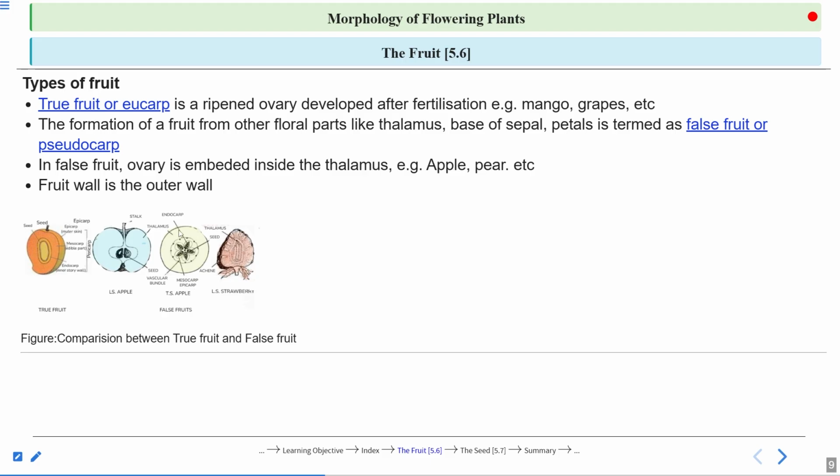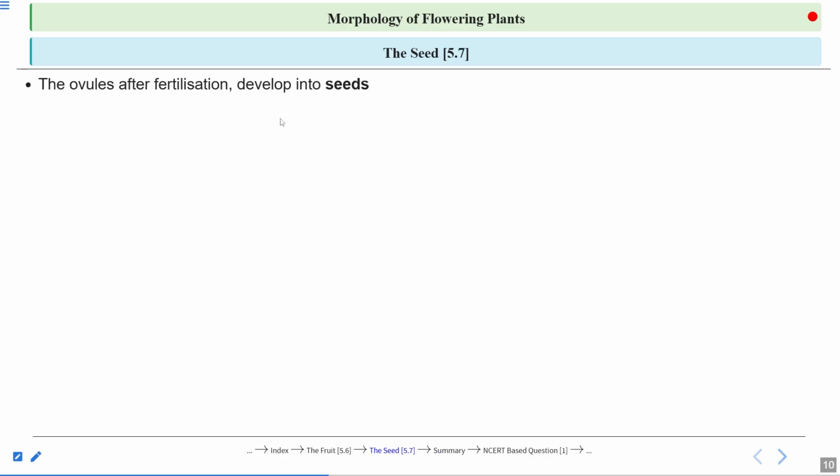So today you all know this is the fruit wall. This is not a pericarp. This is the fruit wall. The pericarp begins here. The epicarp is there, the mesocarp is there, and the endocarp is there. So this part constitutes the ovary, and the part that you eat in the case of apple or pear is the thalamus. The ovules after fertilization develop into the seeds. So the ovary transforms into the fruit, and the ovules present inside the ovary transform into the seeds.